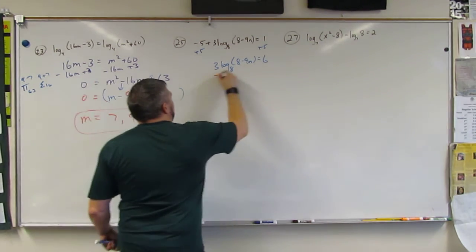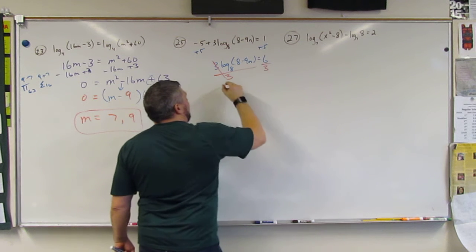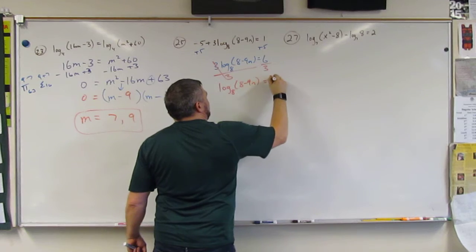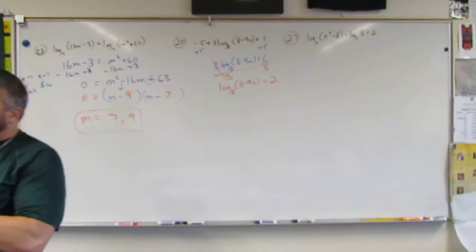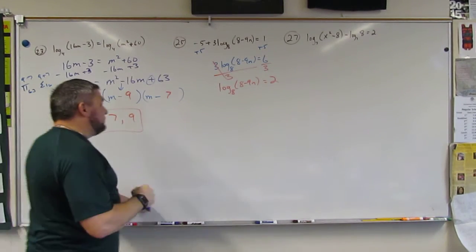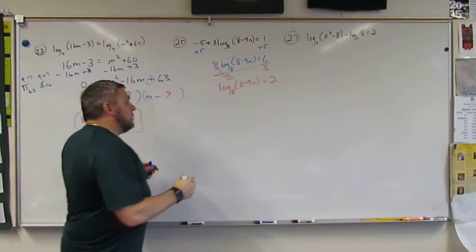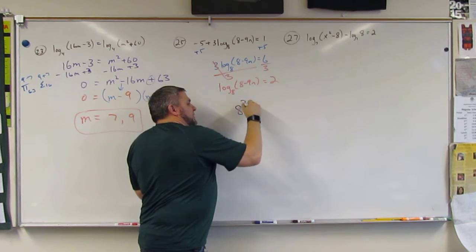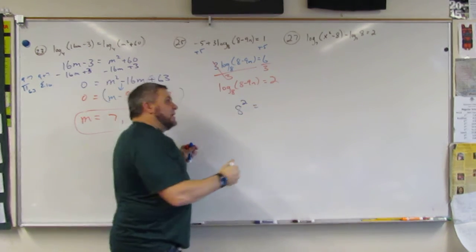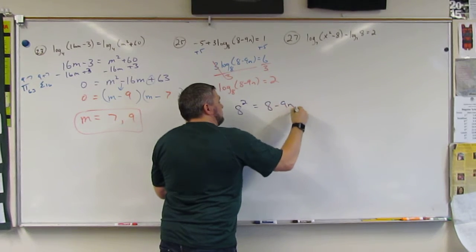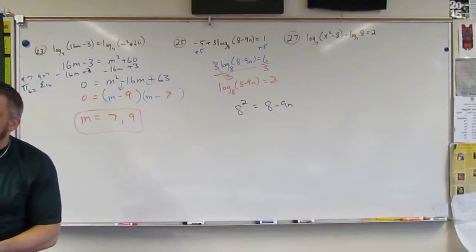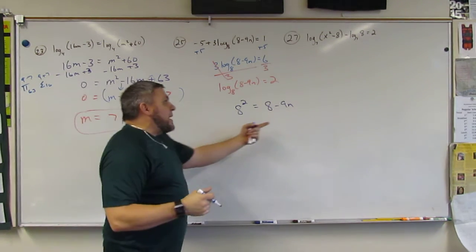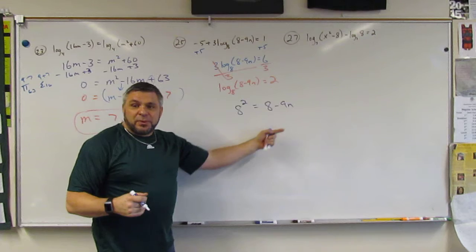Okay, then what? Divide by 3. Divide by 3. So we get log base 8 of 8 minus 9n equals 2, right? Okay, then what? Move the 2. The base is 8, right? Yes. The exponent is 2. And what's the number? 8 minus 9n. All right, so now we move it back to exponential form. Once we move it back to the exponential form, remember that rule?